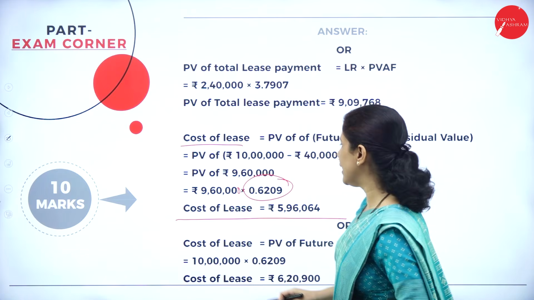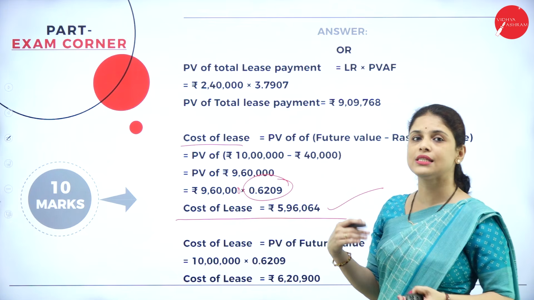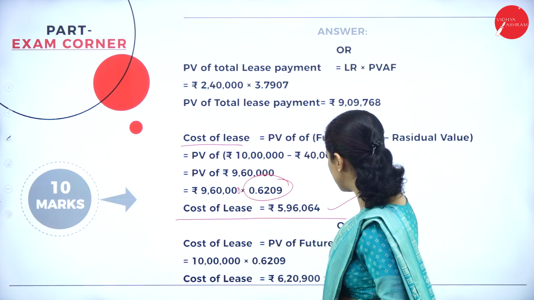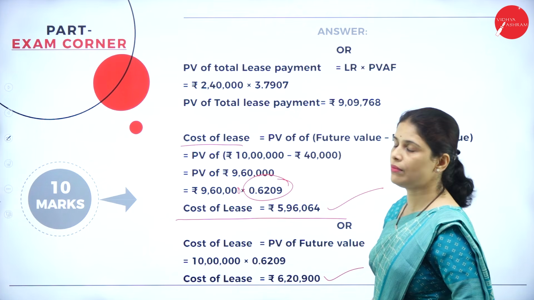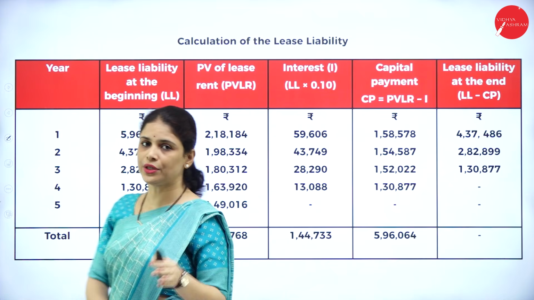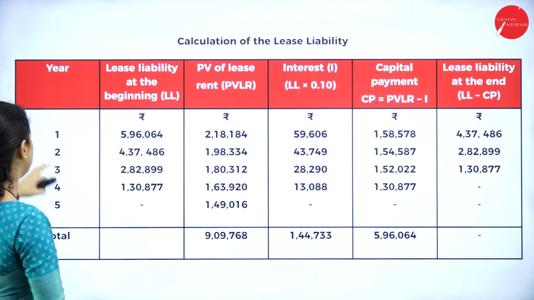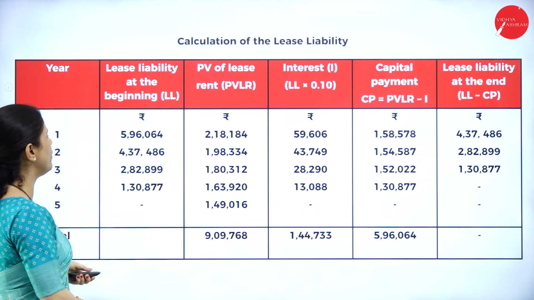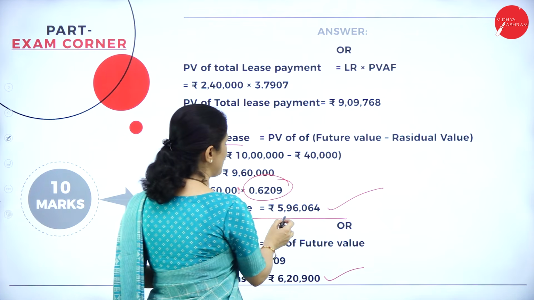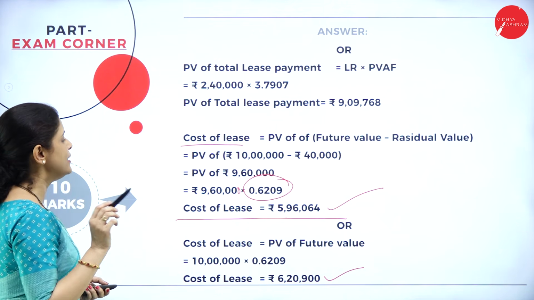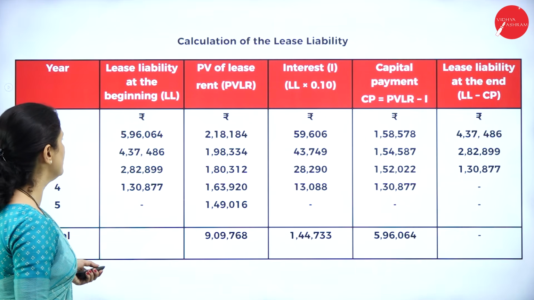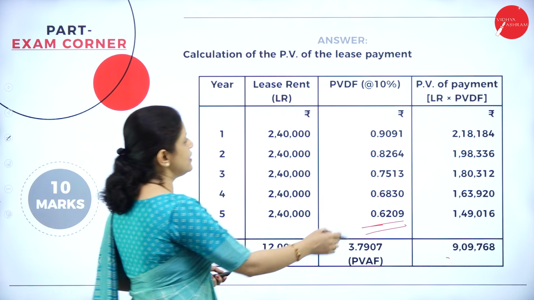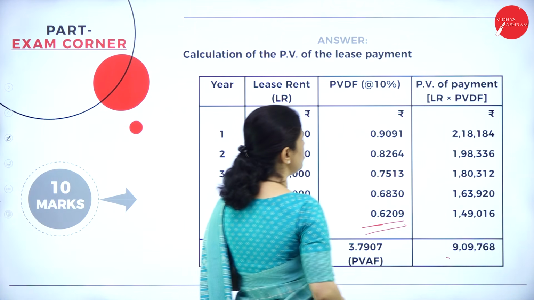If we take this value, then we have to make a separate table by taking this value into consideration, or we can take this one, then the calculation will be different. That means we will do the first one, the calculation of lease liability. We put this table for year 1 to 5, lease liability at the beginning. If you are taking this value into consideration, we have to start from that, that is 5,96,064. After that, PV of lease rent we have to write. Where did we get that? In the first table, the PV of payment, that we have to write.